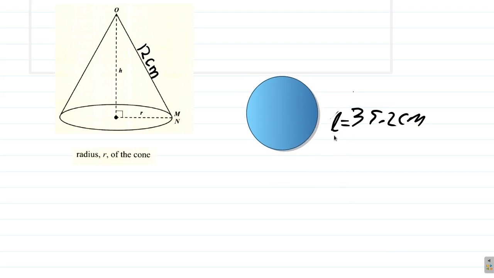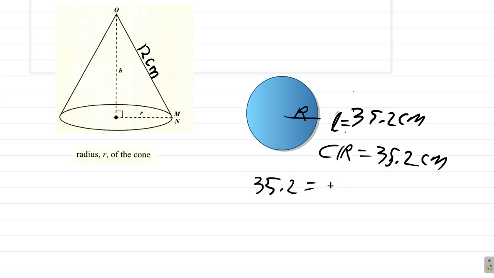Right. So the full arc length of the circle is called the circumference. The circumference of the circle is 35.2 centimeters, right? Now, what would be the radius? Well, we know that circumference, which is 35.2 in this case, is 2 pi r, which is 22 over 7 times r. So we're going to calculate r.